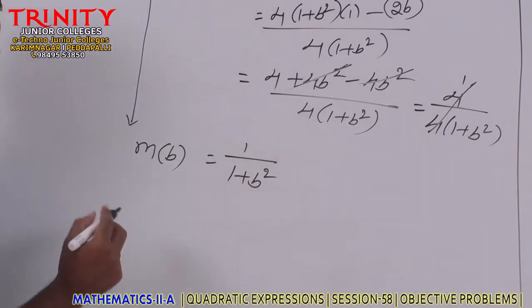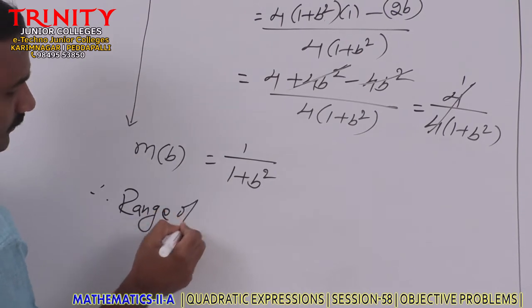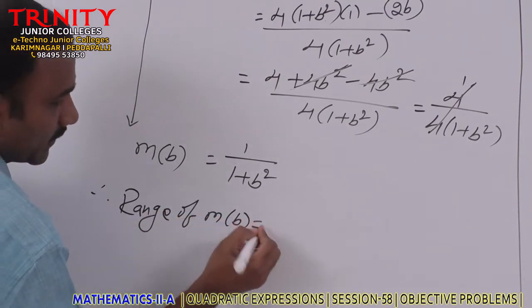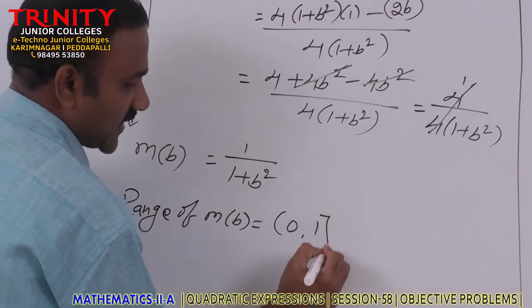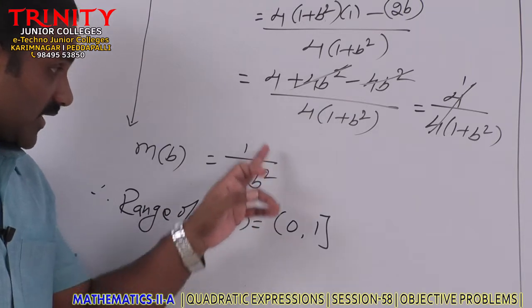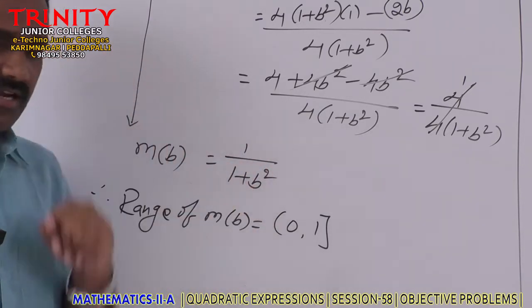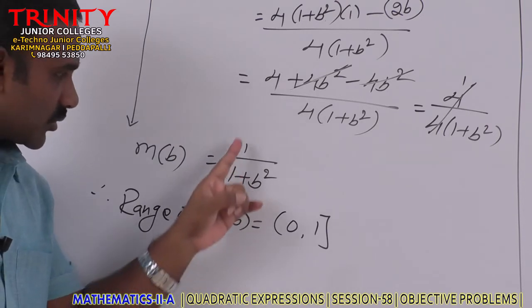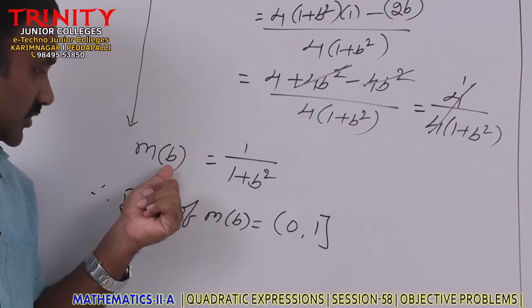But the range is greater than 0 but less than or equal to 1. Why? Because for any real number it is defined. If you take any value of x from the real numbers, if you take x equal to 0, 1 by 1 is 1, which means f of 0 is equal to 1.